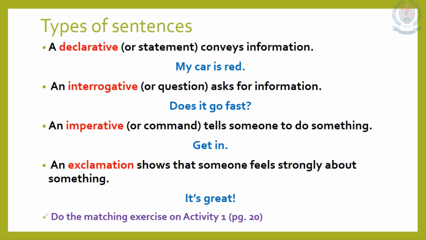So types of sentences. First is a declarative sentence. You declare something which conveys information. My car is red. My dress is blue. My pants are grey. An interrogative is a question. You ask for information. Does it go fast? Did you eat? What day is it today? All interrogative sentences, or rather we call them questions.